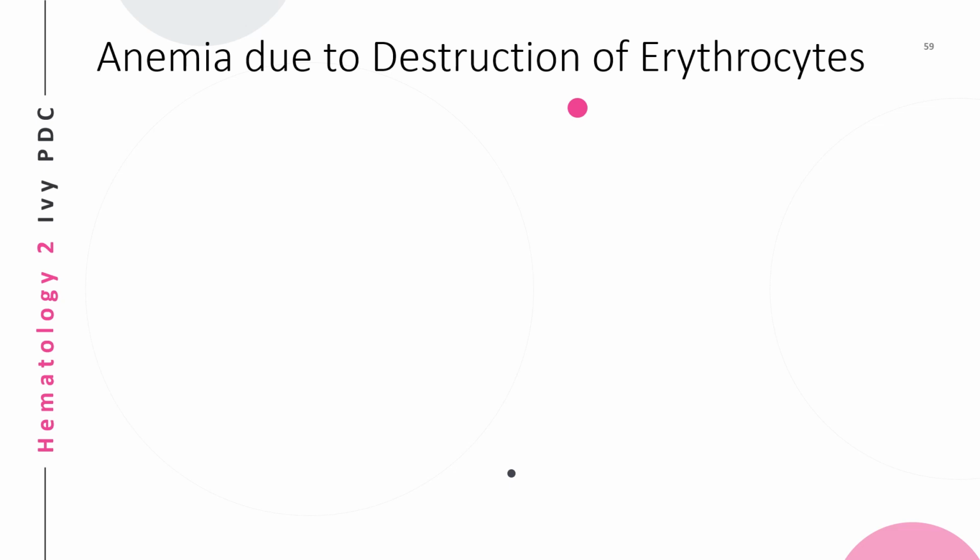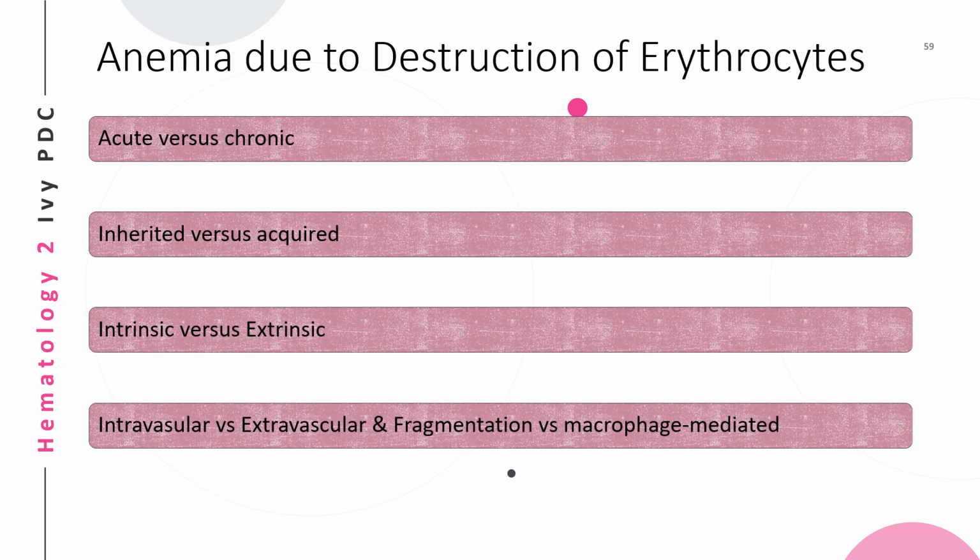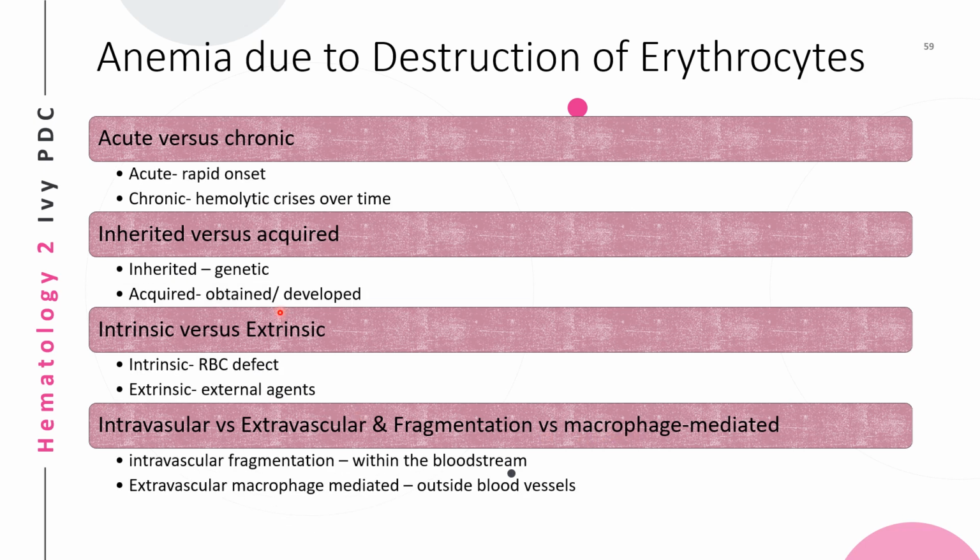Anemia due to destruction of erythrocytes may be classified as follows: acute versus chronic, inherited versus acquired, intrinsic versus extrinsic, and intravascular versus extravascular, with fragmentation versus macrophage mediated. Every hemolytic condition can be classified according to these descriptors.